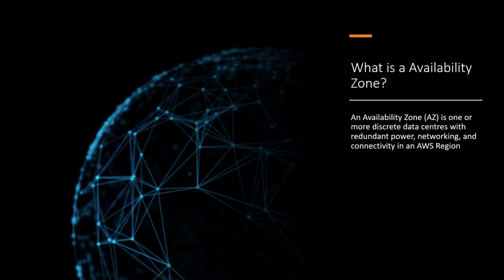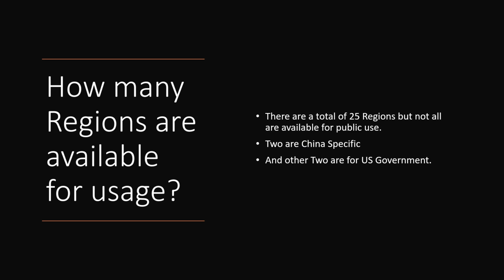For example, if I choose AWS Mumbai, in Mumbai there are 3 availability zones. This means that there are 3 different, discrete data centers set up for the Mumbai region. Now, how many regions are there? Here we have a total of 25 regions available right now, but the list is increasing. They will be coming up with 2 more in the coming time.